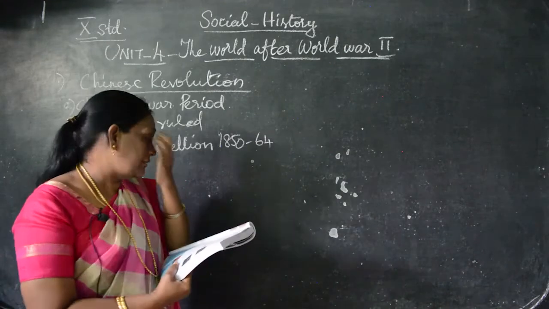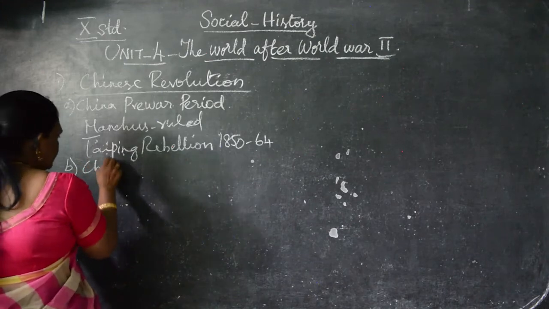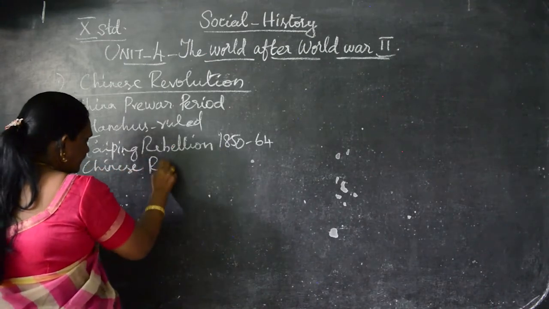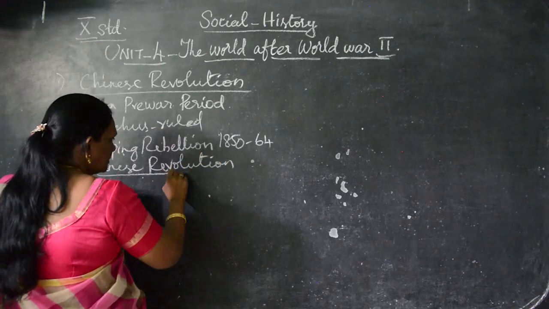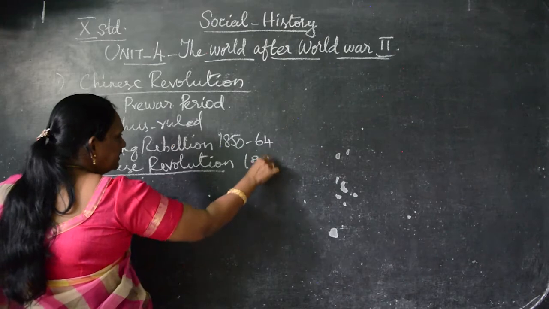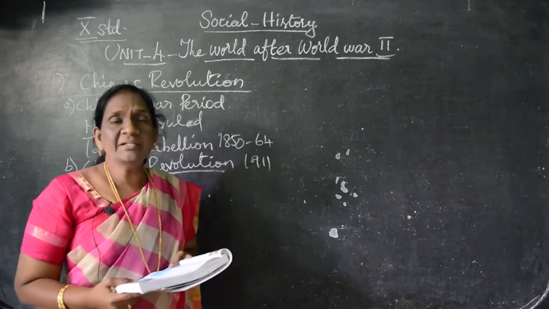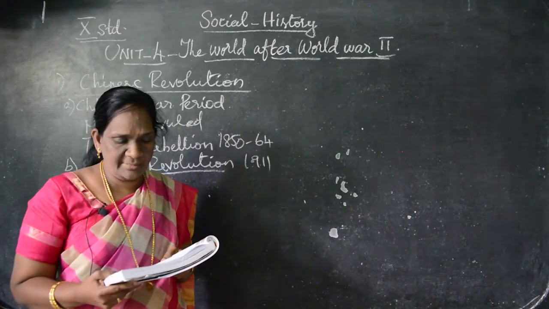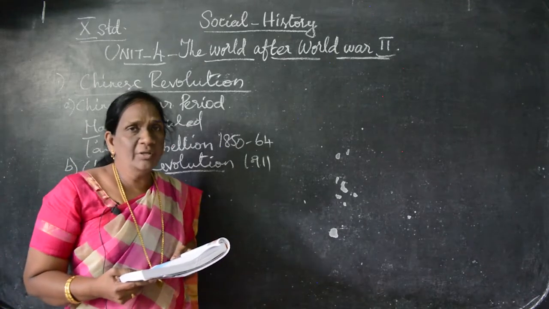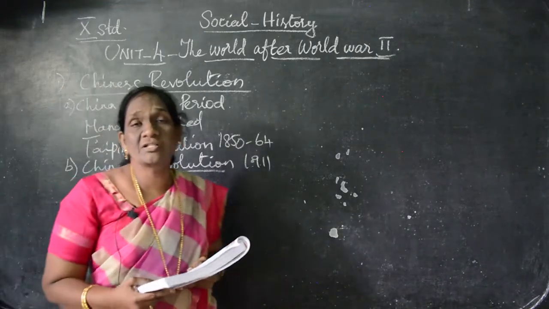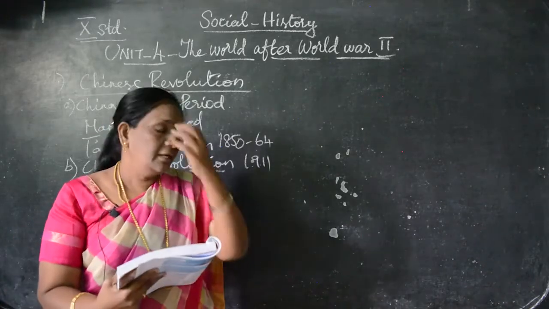And the Chinese Revolution, next one, B. The Chinese Revolution in 1911. The disintegration of the Manchu dynasty began, and the Dowager Empress in 1908 was killed by the Manchu rulers. Understand? She escaped, and there she died.